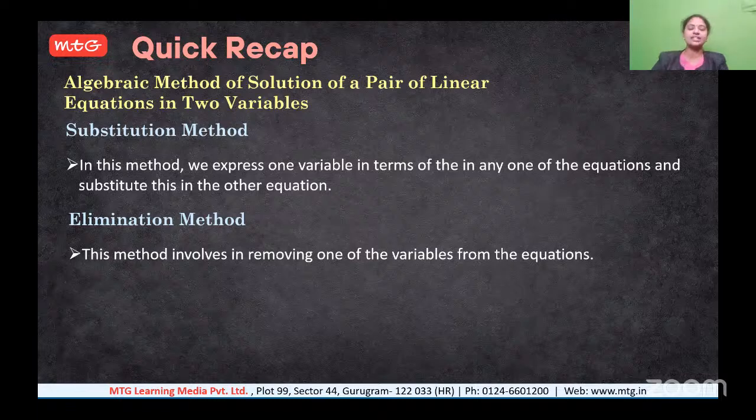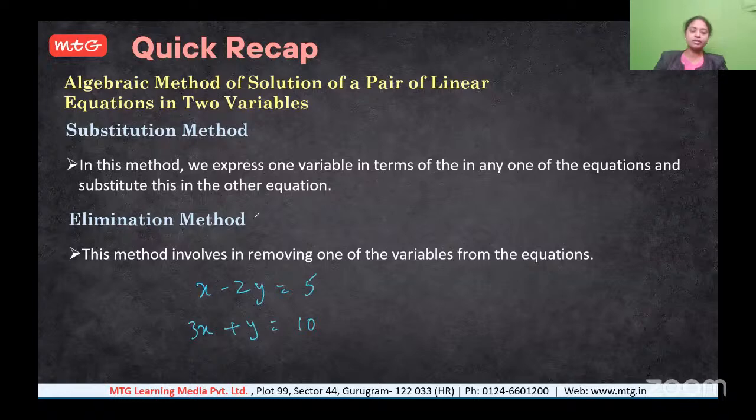Now, let's consider one more scenario. I have two equations like this: x minus 2y equals 5, and the other, let me take it as 3x plus y equals 10. These are my two equations. Now I have to solve it by the elimination method. How will I do it? I want to remove one variable. Think that I want to remove y.